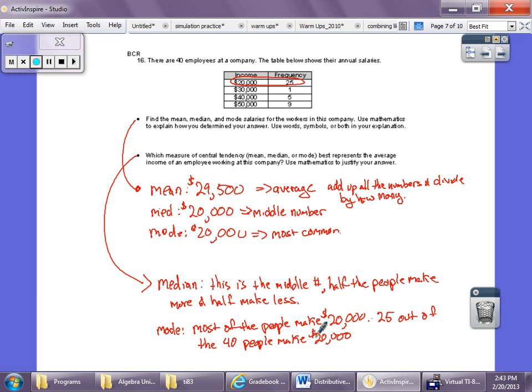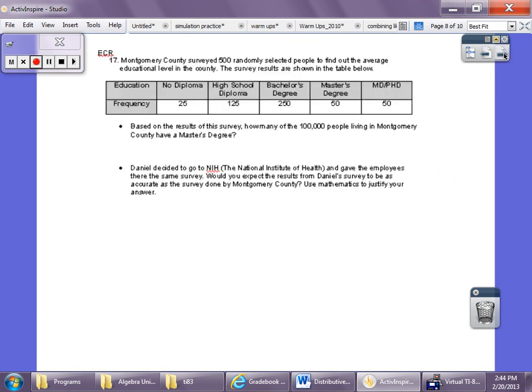I wouldn't say the mean, because those people that are making $50,000, they pull up the average amount. So most of the people are making 20. As long as you can select a measure of central tendency and justify your answer, that's what it's asking for.